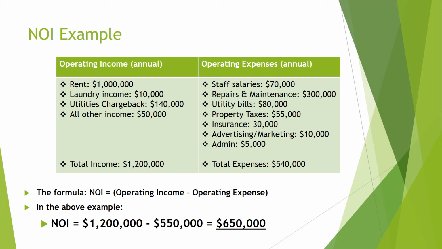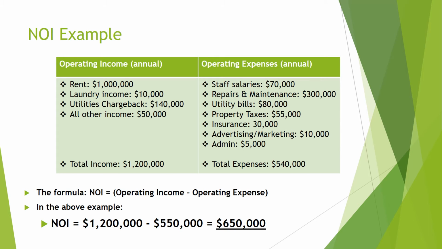So for example, our annual rent from a property is $1,000,000, and then laundry income is $10,000, and utility chargebacks rack up $140,000 in revenue. And then everything else brings, let's say, another $50,000. So the total income we get from the property is $1.2 million.